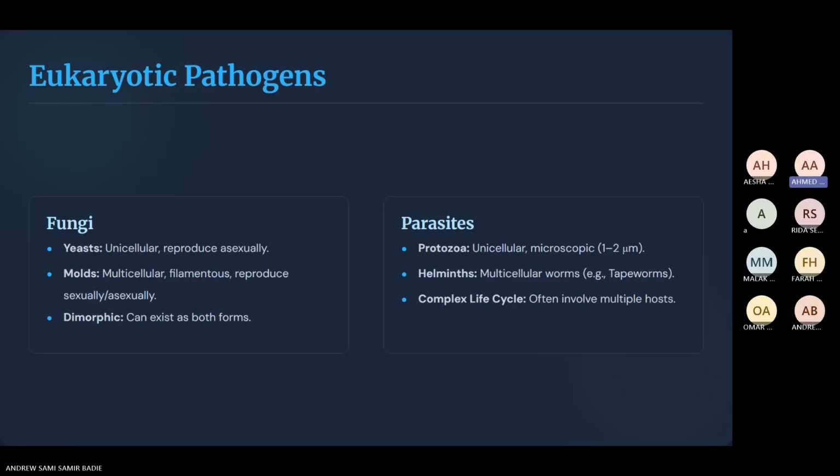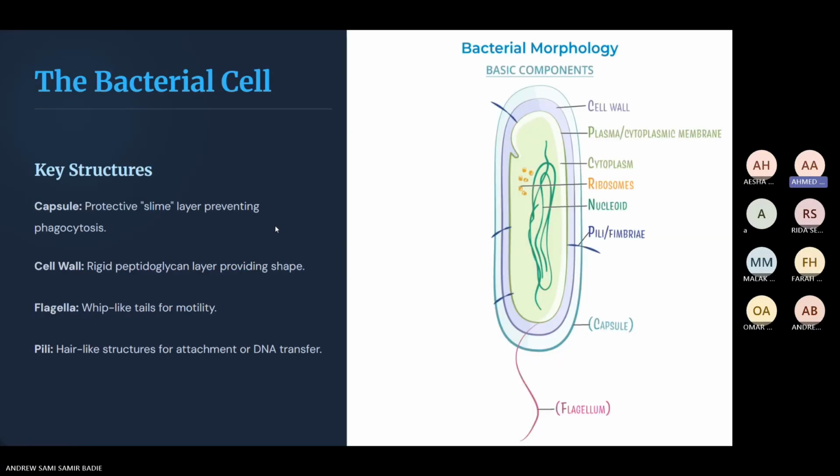So moving on to the bacterial cell wall. What are the key structures in the bacterial cell? We have the capsule, which is a slimy layer found outside the cell wall. Think of it as a force field. It prevents your immune system from eating the bacteria, so there will be no phagocytosis. Moving on to the cell wall, which is a rigid layer formed of peptidoglycan. It gives the bacteria its shape and prevents it from bursting. And this is where the antibiotics come and target the cell wall.